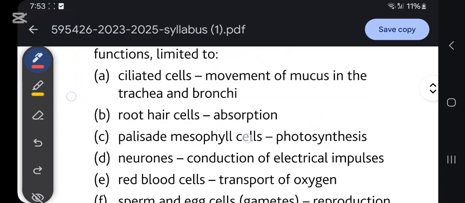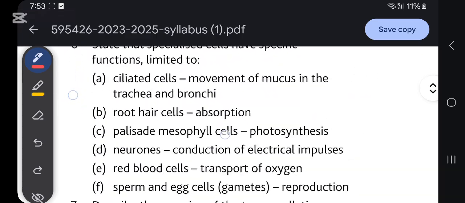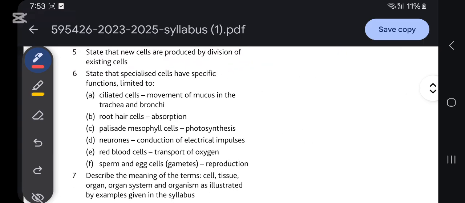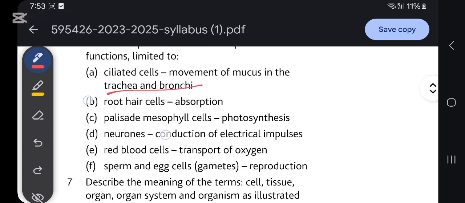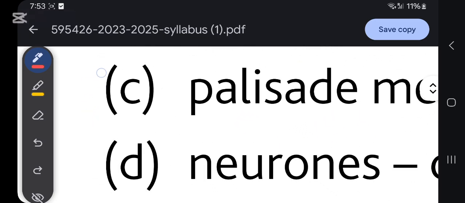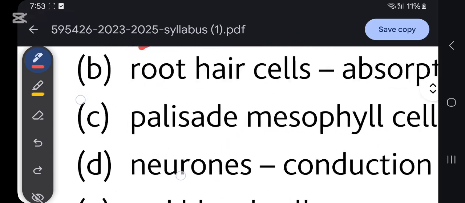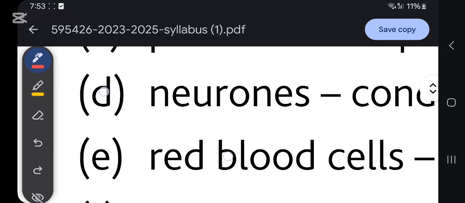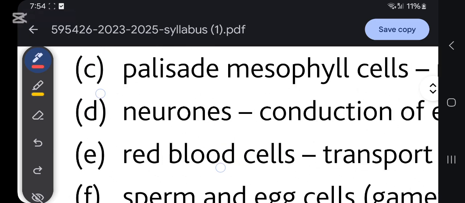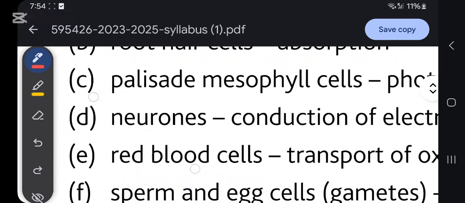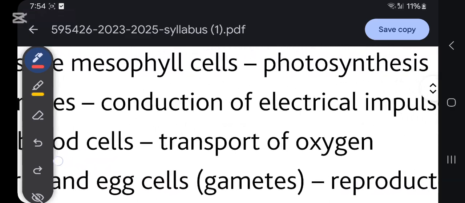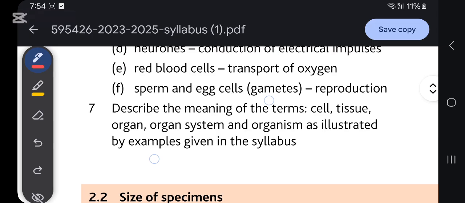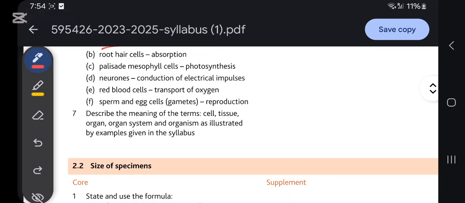Then the specialized cells. Ciliated cells are for movement of mucus in the trachea and bronchi. Remember, they're present in the trachea and bronchi. Root cells absorb mineral ions and water. Palisade mesophyll cells are used for photosynthesis, and they contain lots of chloroplasts. The neuron is for conduction of electrical impulses, and it's in the nervous system. Red blood cells are in the blood, and they are for transport of oxygen. Hemoglobin combines with oxygen to form oxyhemoglobin. Sperm and egg cells are for reproduction; the sperm are in the testes and egg cells are in the ovaries.